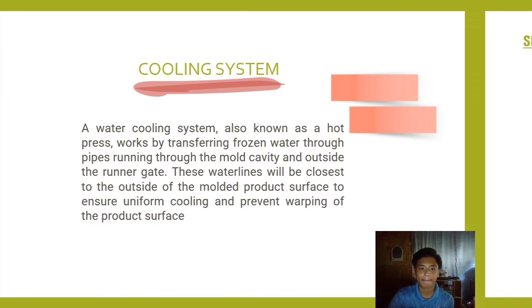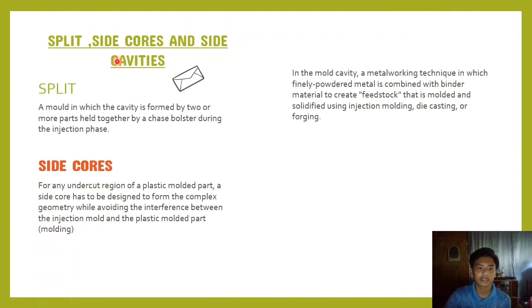Split, side core, and side cavity. Split. A mold in which the cavity is formed by two or more parts held together during the ejection phase. Side core: for any undercut region of a plastic molded part, a side core has to be designed to form the complex geometry while avoiding interference between the injection mold and the plastic molded part. Side cavities: in the mold cavity, a metal working technique in which fine powdered metal is combined with a binder material to create feedstock that is molded and solidified using injection molding, die casting, or forging.